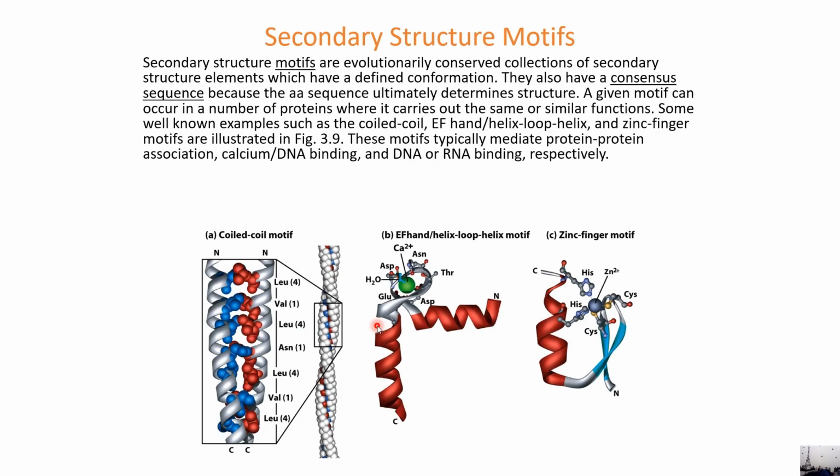Now, what are secondary structure motifs? Secondary structure motifs are evolutionarily conserved collections of secondary structural elements which have a defined conformation. They also have a consensus sequence, because the amino acid sequence ultimately determines structure. So a given motif can occur in a number of proteins, where it carries out the same or similar functions. Some well-known examples are the coiled coil, EF hand, helix-loop-helix, and zinc finger motifs. They are also illustrated over here. These motifs typically mediate protein-protein association, calcium binding, DNA binding, and DNA or RNA binding respectively.